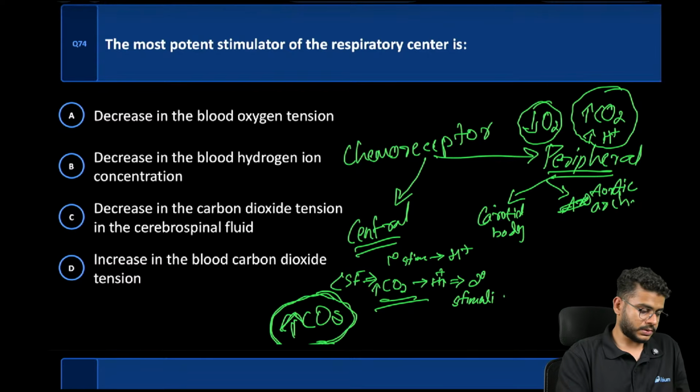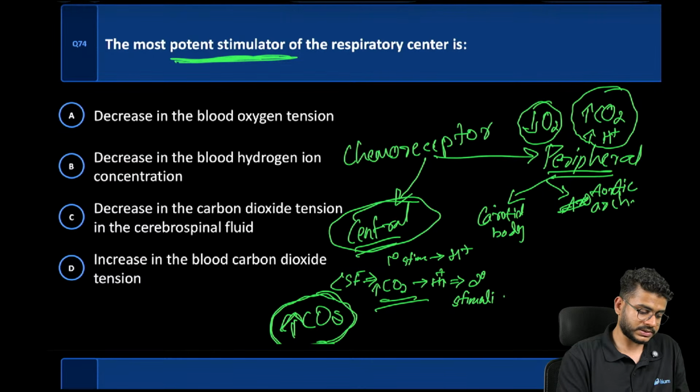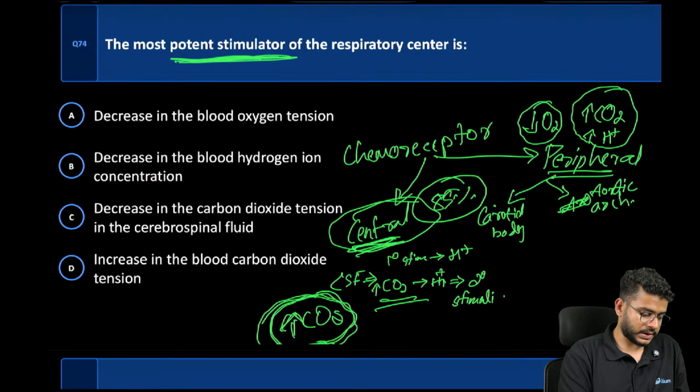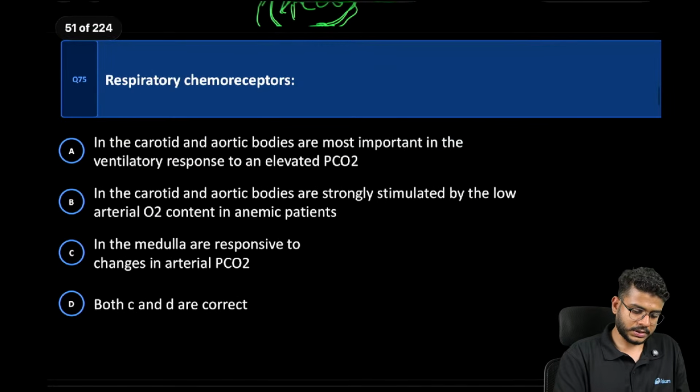Okay, so the most potent stimulator of the respiratory center will be what? The central chemoreceptors, which constitute 85 percent of the control. So for central chemoreceptors, the stimulus is increasing carbon dioxide in blood. Okay, is that clear? Okay, let's go to the next question.